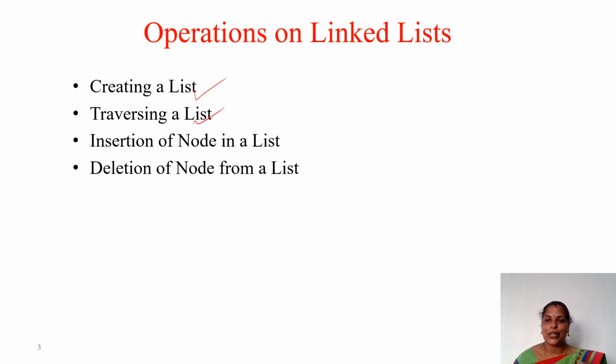In the introduction to linked list itself, we discussed how to perform insertion in a list. There are three ways to perform insertion in a list: in the beginning, middle, as well as at the end. Likewise, we can perform deletion of node from a list also. For deletion also, we can perform in three different ways: in the beginning, middle, as well as end nodes. So insertion and deletion we are going to discuss with respect to three different ways.